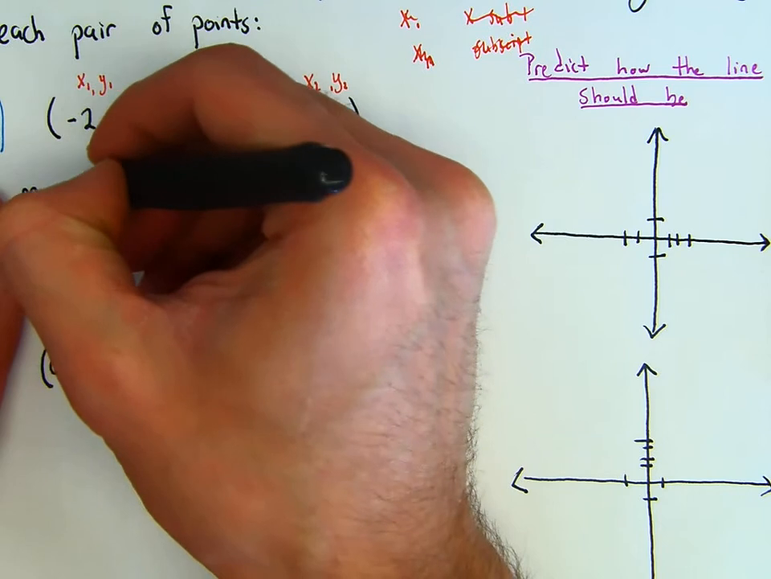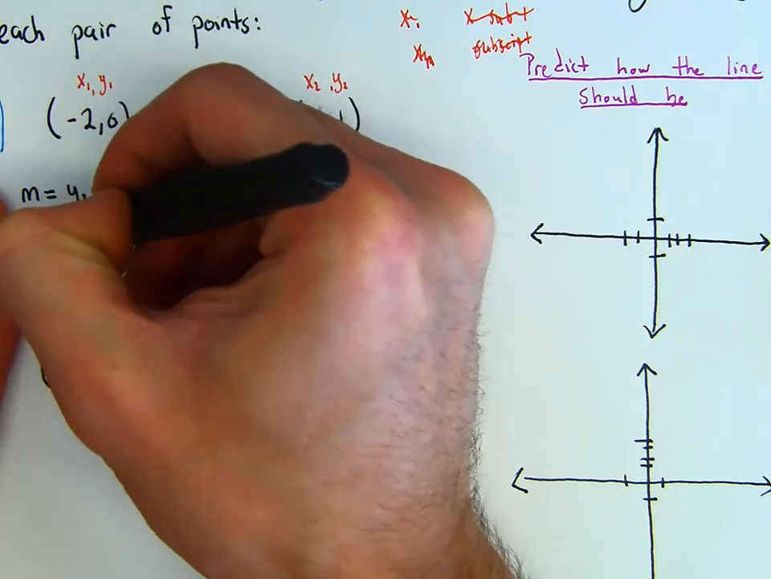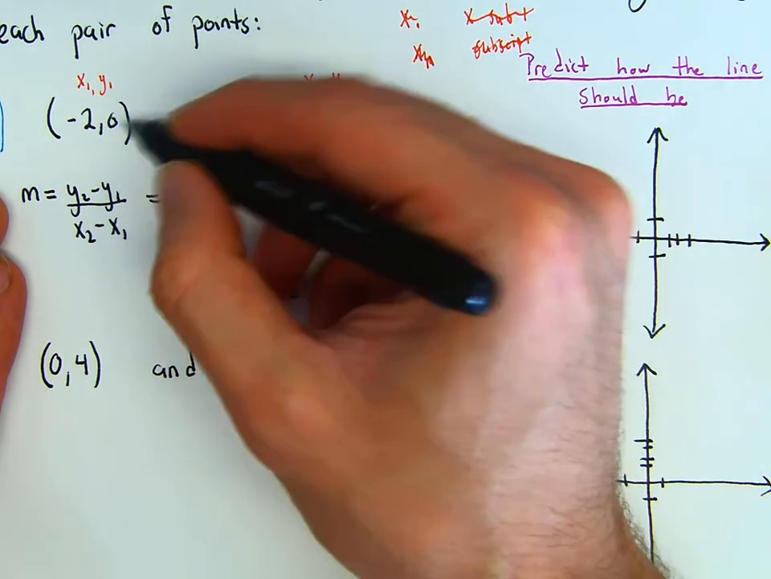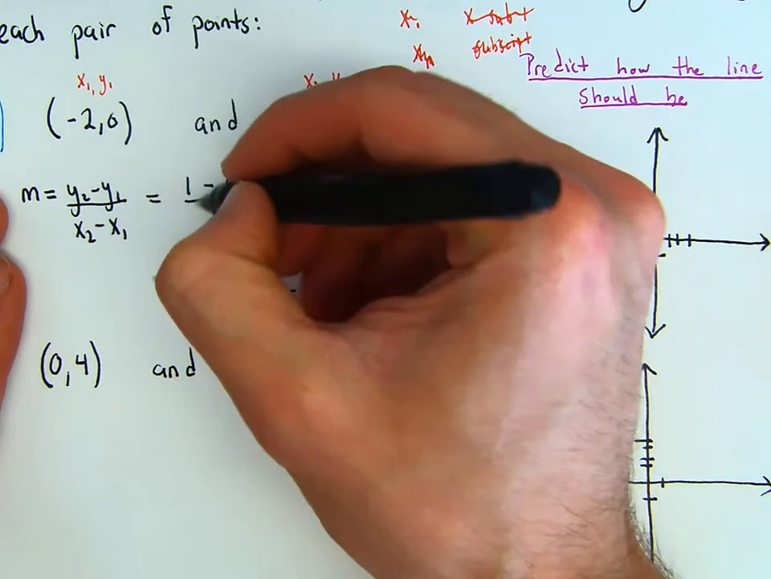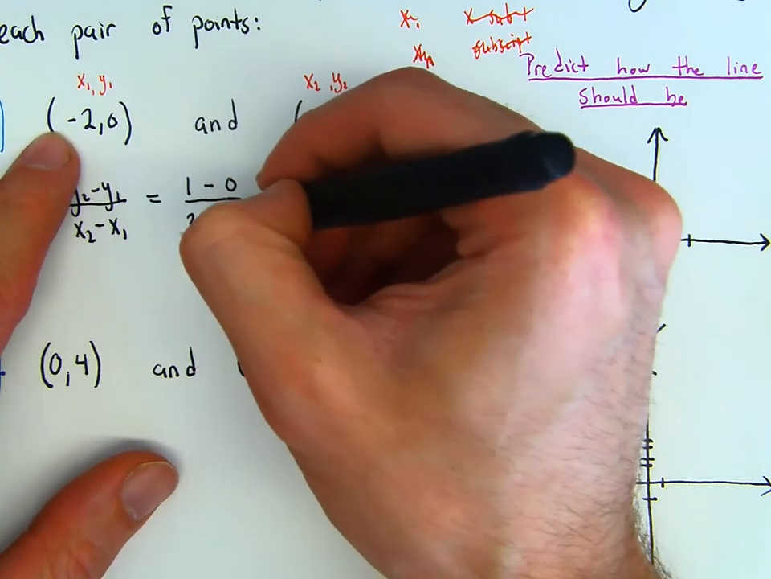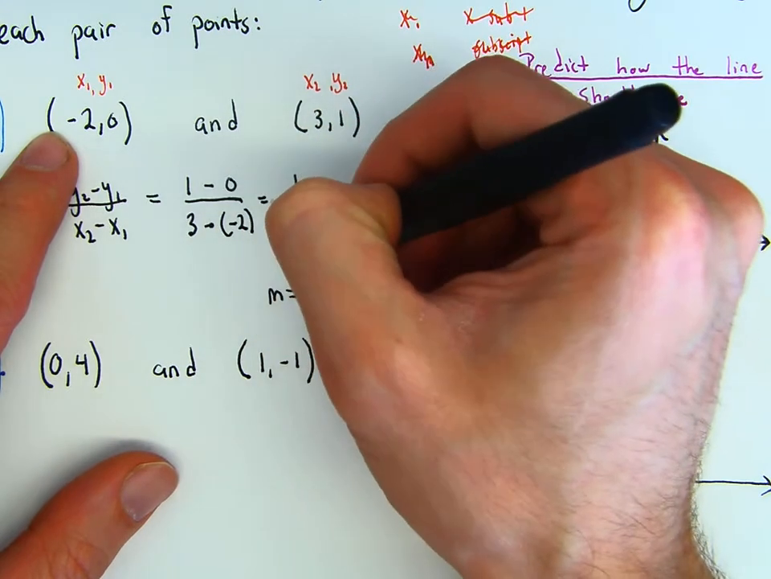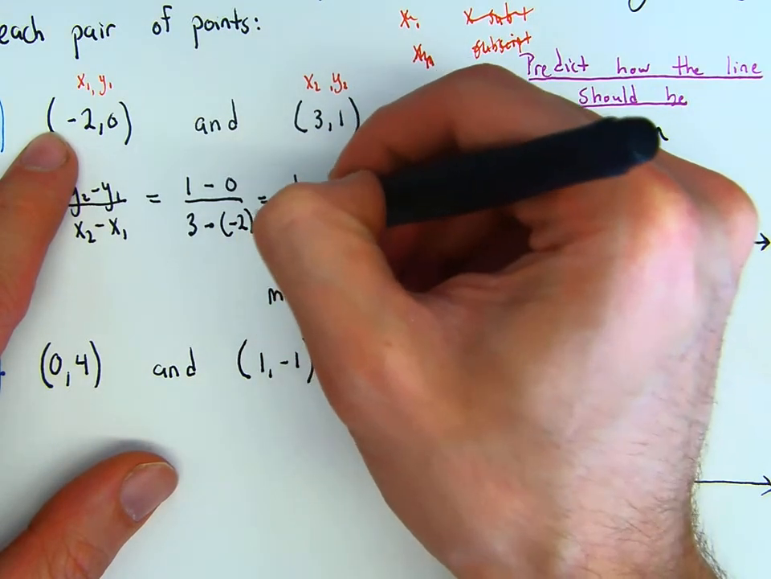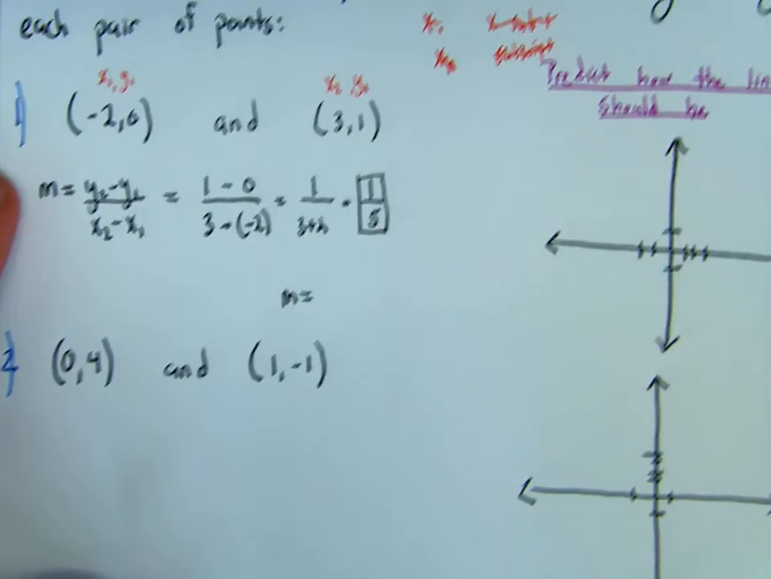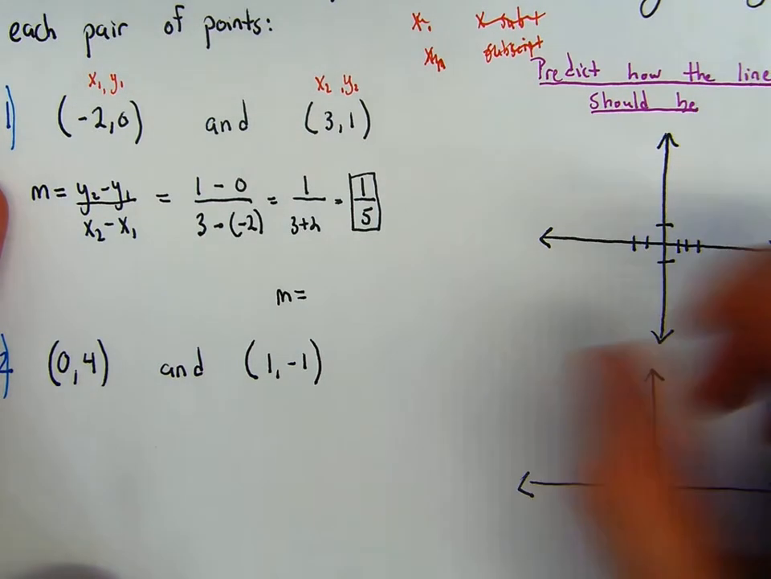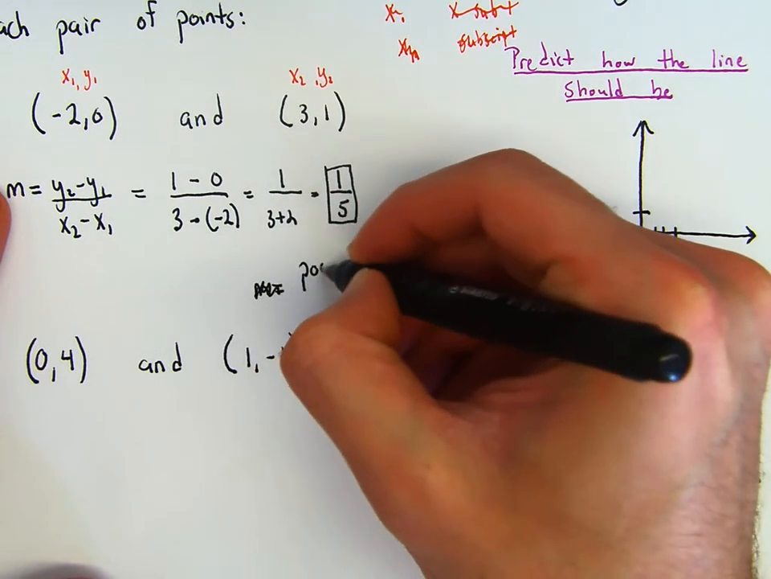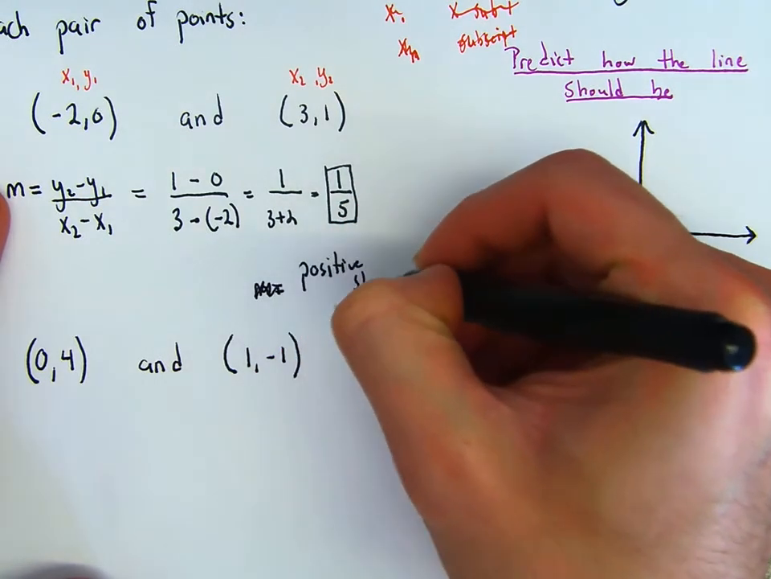So m equals, right? So here my y sub 2 is 1 minus 0 over 3 minus, what is my x sub 1? Minus 2. Right, so this should be 1 over 3 plus 2, which is 1 over 5. Okay. So now here, what do you think the graph of this would look like? Or how would the line look if I have some positive slope, right? So positive slope. Here, what would the graph look like?